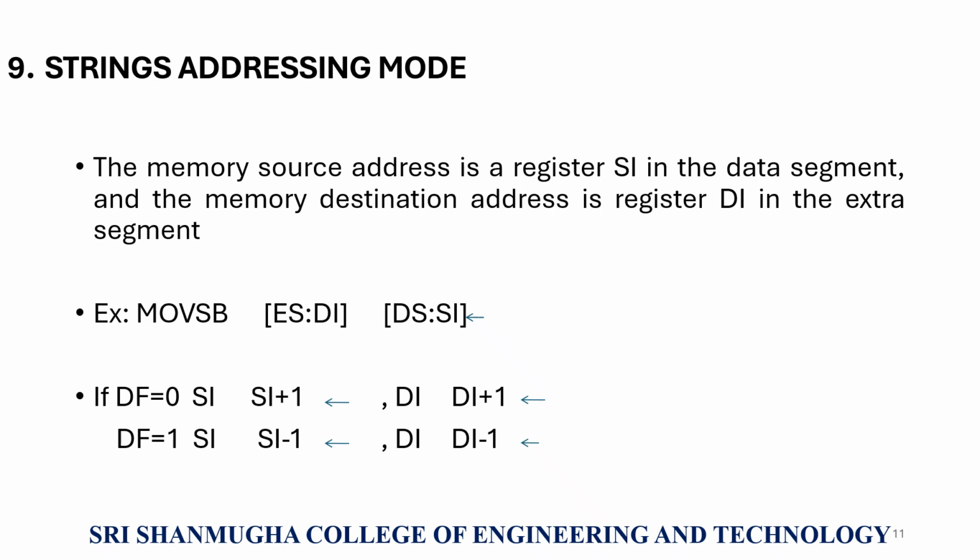After moving one byte of data, the contents of the source index register and destination index register are automatically incremented or decremented based on the direction flag. If the direction flag holds a value of 0, the content of SI and DI will be incremented by 1. On the other hand, if the direction flag is set to 1, the content of SI and DI will be decremented by 1.